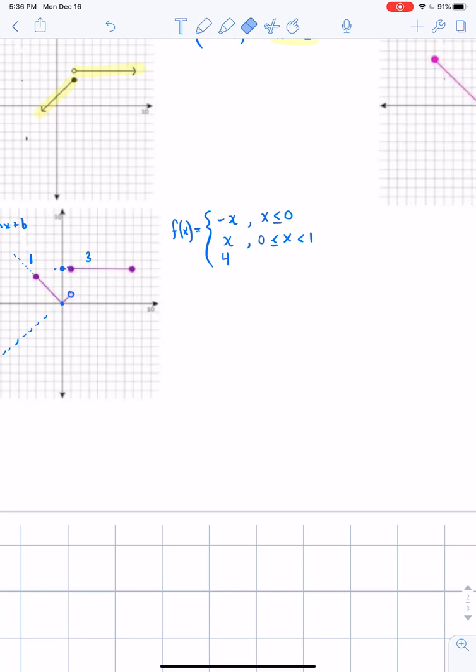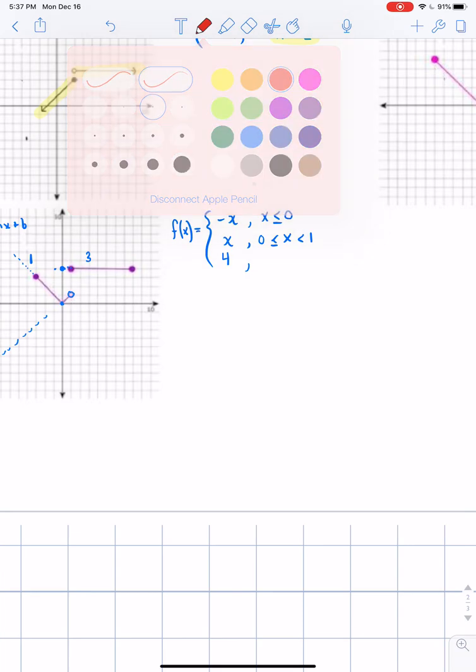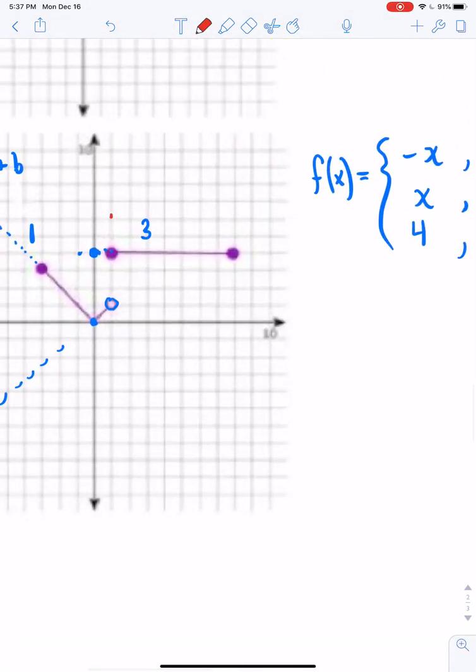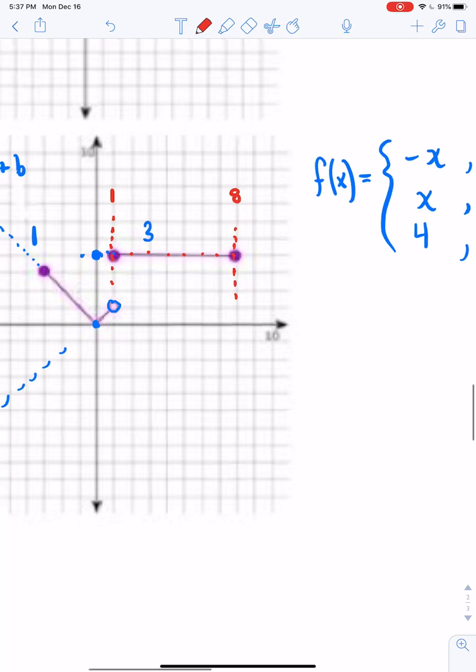So we have the equation for that line, and now we have to write the rule. When is this true? This is true between these two x values. What's the x value here? 1. What's the x value here? I don't know. 1, 2, 3, 4, 5, 6, 7, 8. So when x is in between 1 and 8, this is our equation.